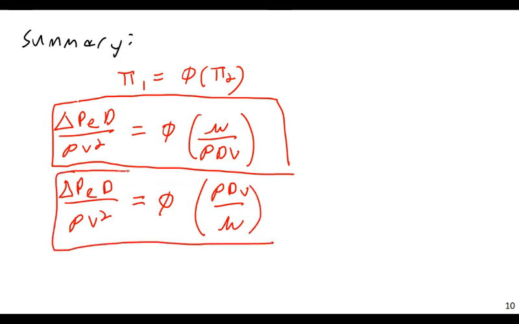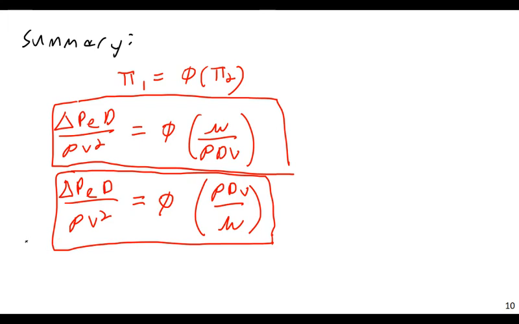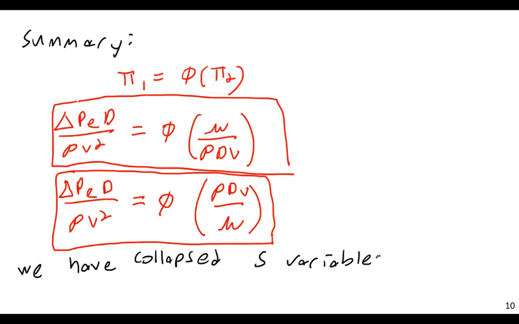So, what have we done? Well, besides getting lost in the woods a bit, we have collapsed our system. We have collapsed 5 variables into 2. So previously we had all of those 5 variables, 4 independent variables and 1 dependent variable, and that would have been an experimental nightmare to determine.